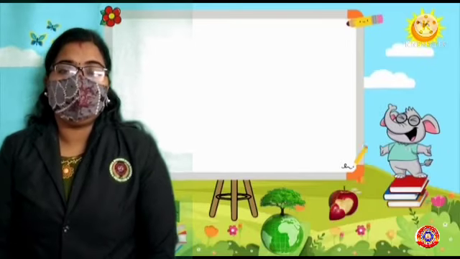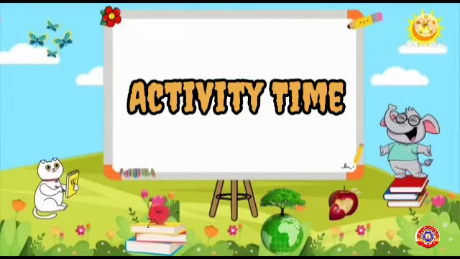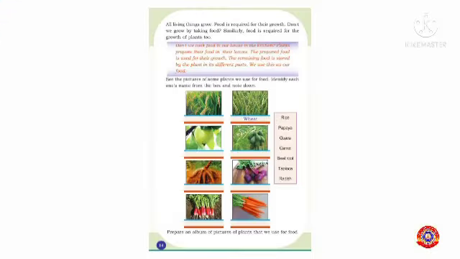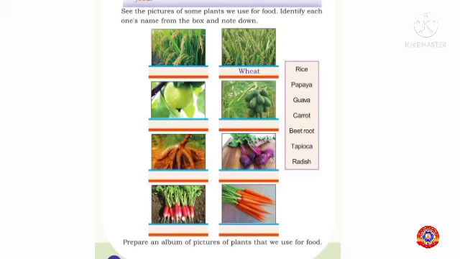So now it's time for doing the activity. The activity is given in your textbook on page number 14. The pictures of some plants are given in your textbook. You have to identify each plant and write down the name from the given box. Okay, will you do?